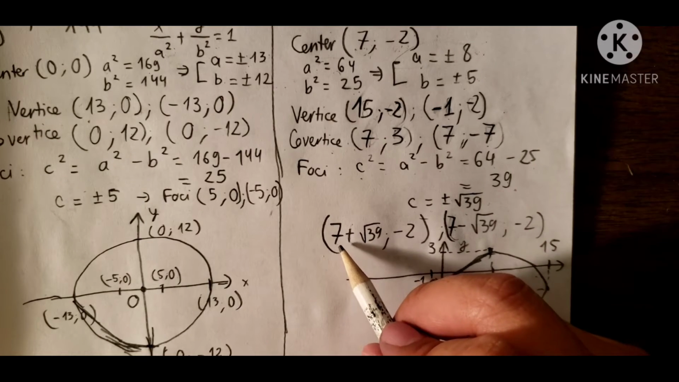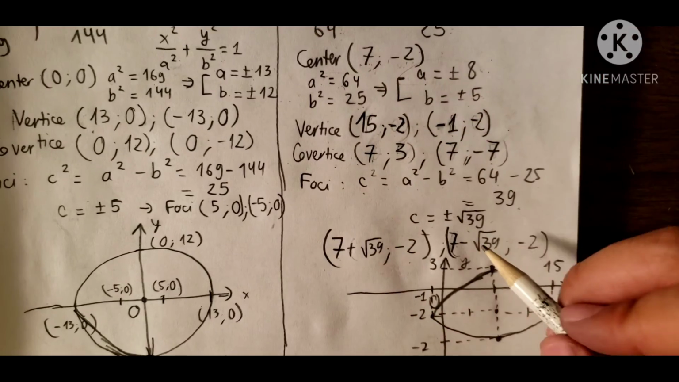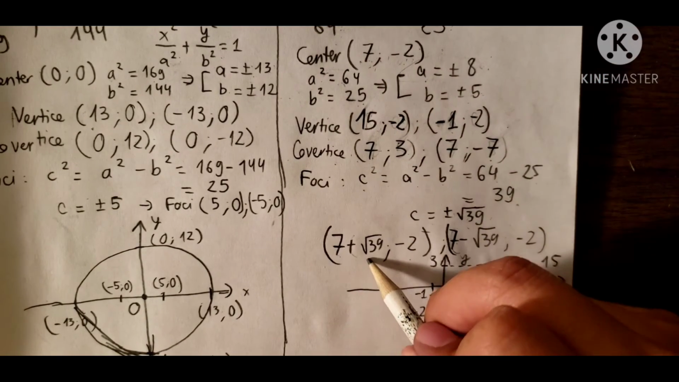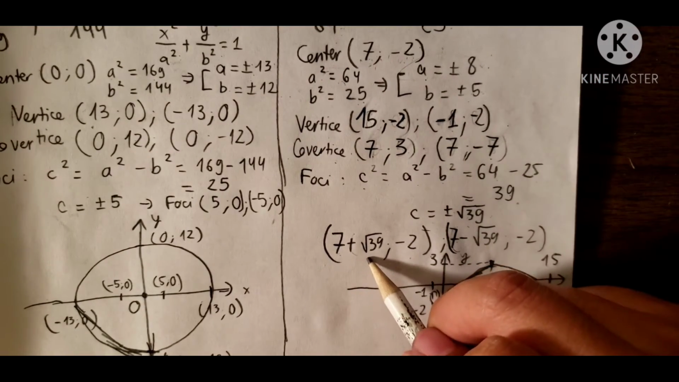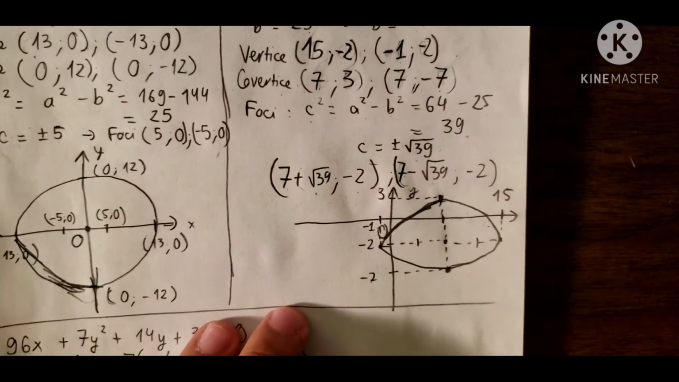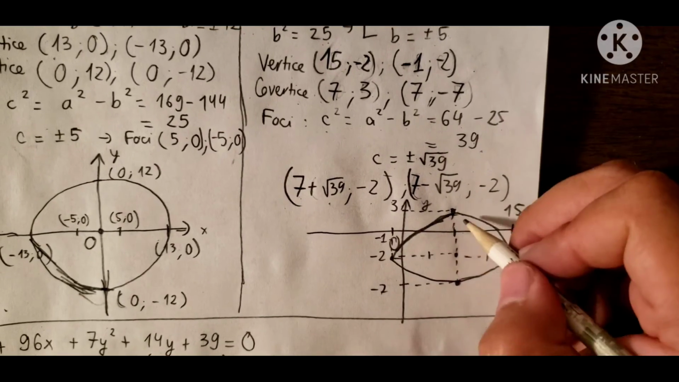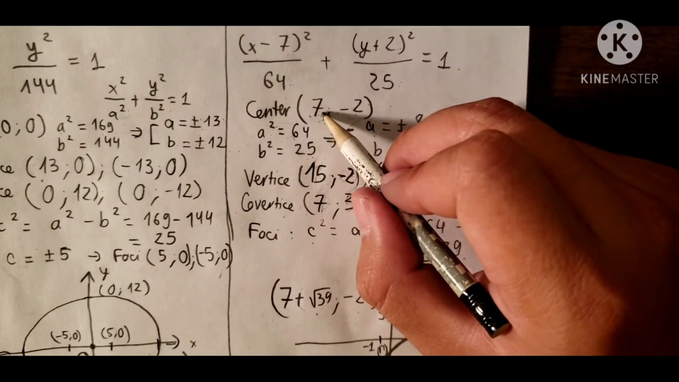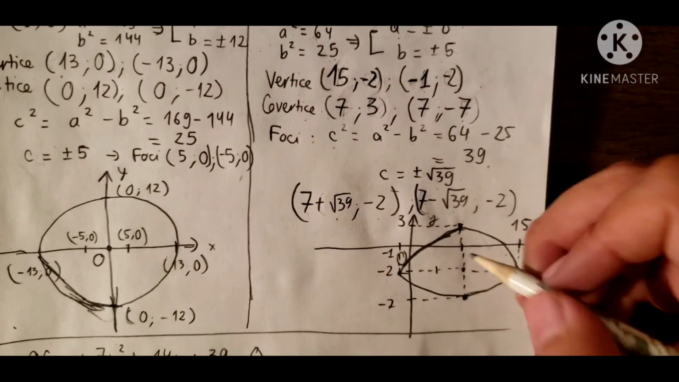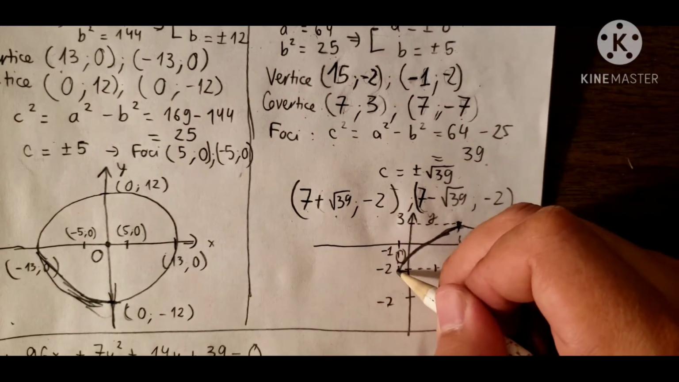So we keep the 7 and the minus 2. It's about the center in here. But now we just add the foci inside. That's square root 39 and minus square root 39. Here is the diagram. So we have the center at 7 and minus 2. Here is the 7 in here, the minus 2 in this point.